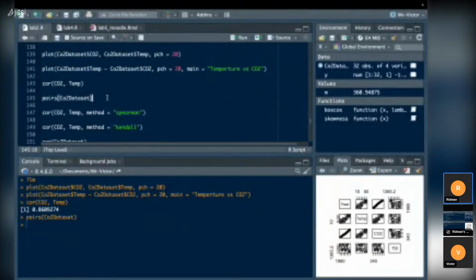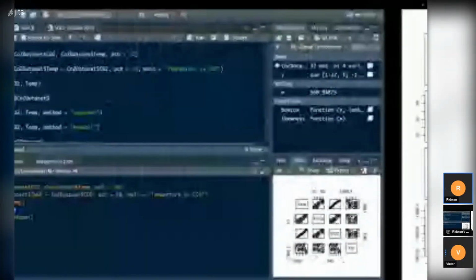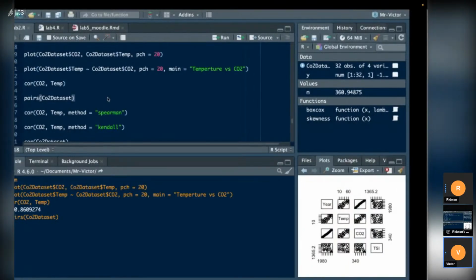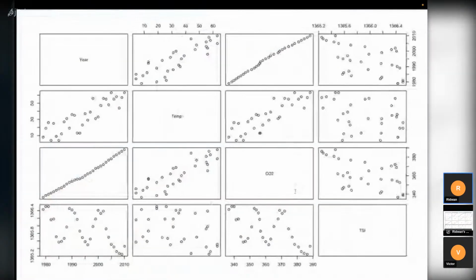So with pairs, you just call pairs on the data frame. We call pairs on the data frame. Is it this pairs that will give you all these charts? Okay, can we look at it.